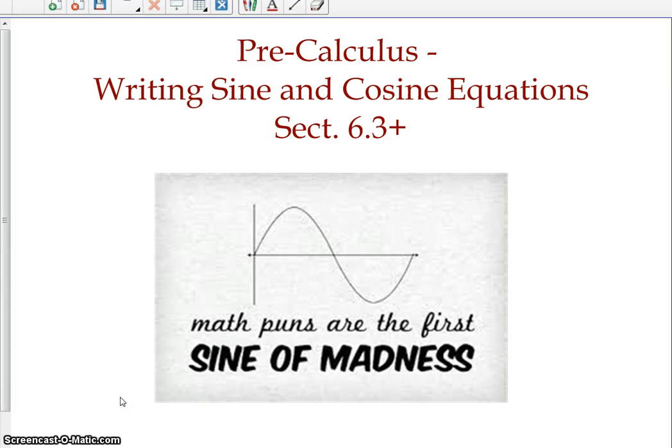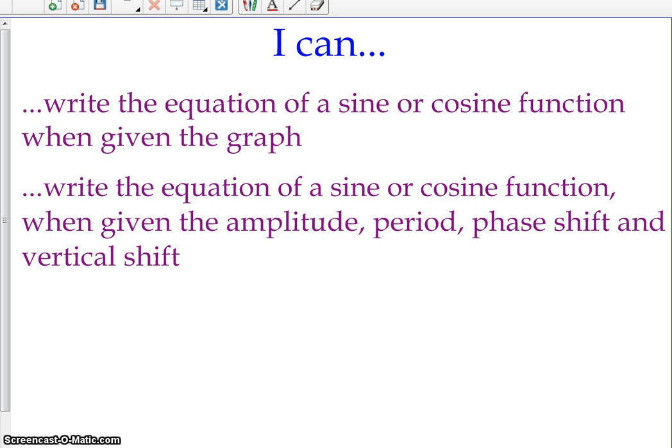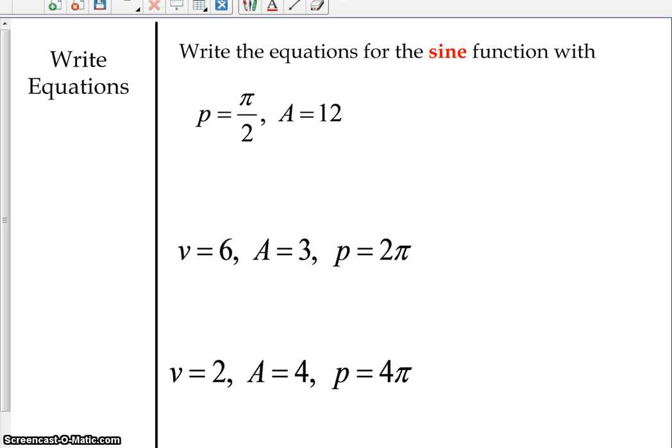All right, today we're going to be covering how to write a sine or a cosine equation. We have a couple different ways that we're going to do this: when we're given the equation, and when we're given the graph. First, we're going to start with what if we're given the amplitude, the period, the phase shift, and the vertical shift. So we've been working on problems where we're given an equation and we have to find those four things. Now we're going to be given the four things, and we have to write the equation. So we're going to start with that.